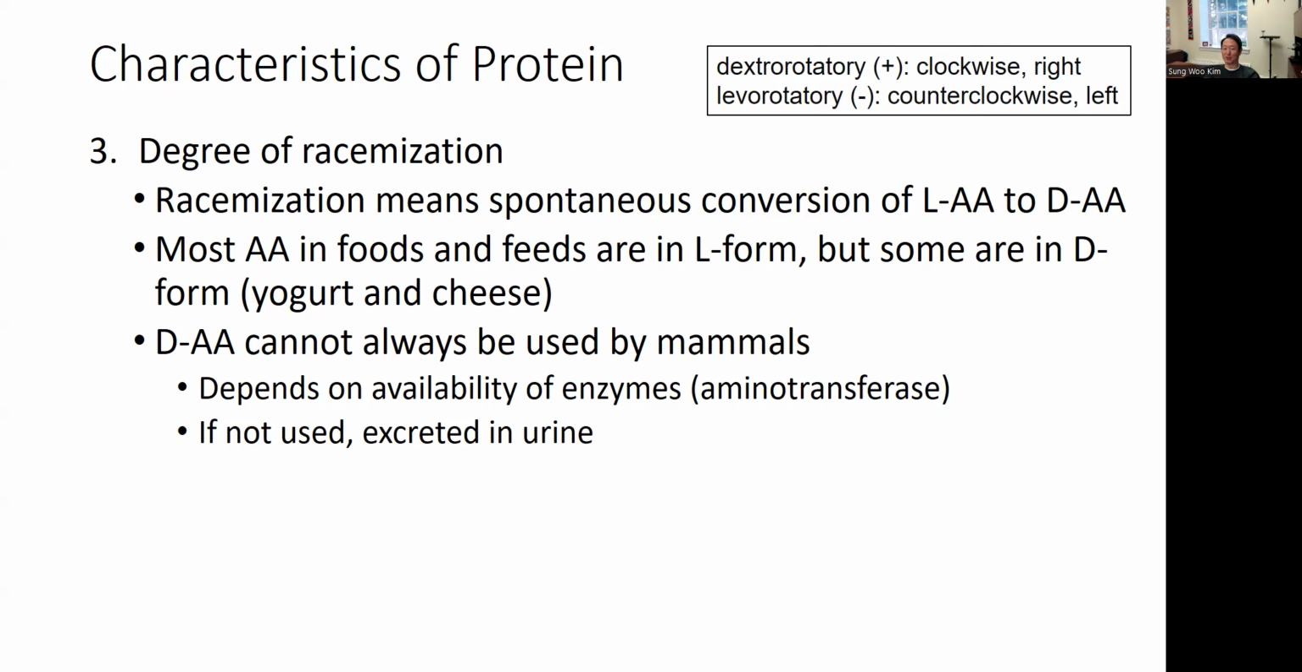Always there are exceptions, because if you ingest D amino acids, it can go to the liver. The liver can convert it to L amino acid too. So it can be used in protein synthesis only after it is converted to L type. Okay? But if it's not converted to L type, it will be excreted in urine. So you can see that you can see D amino acid in urine, right?